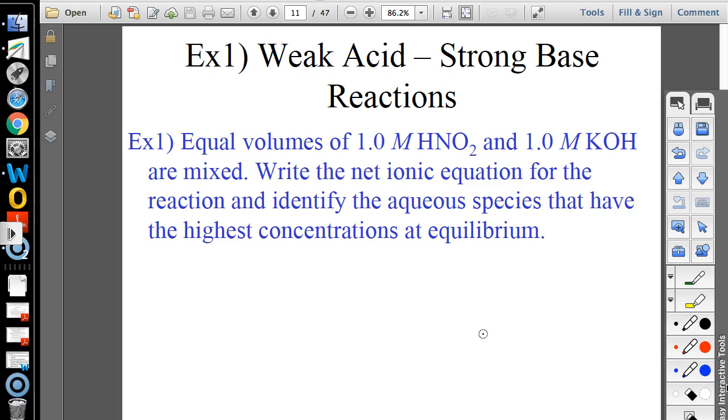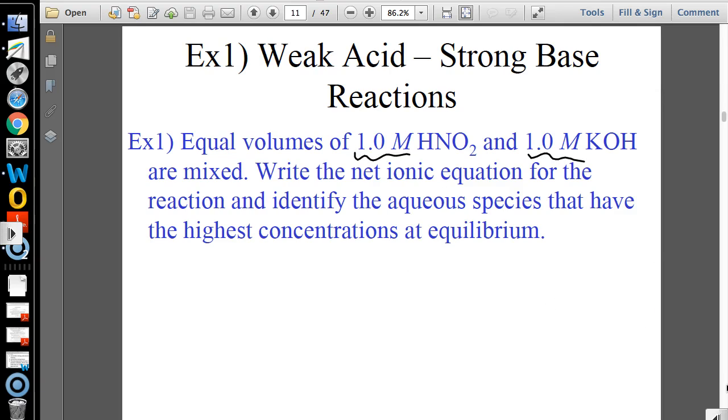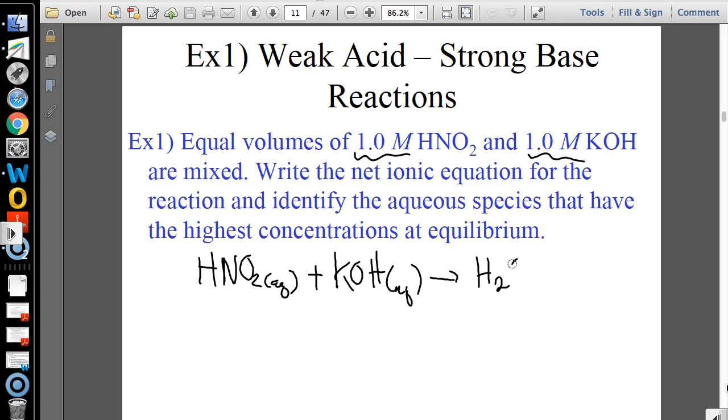So I think, again, check this out. I have the same concentrations, so I'm just going to be able to write the equation and look at it. If you have different concentrations, then it would be a good idea to make an ice table, and we'll do that. Okay, but right now it's all equal. So let's go ahead and write the full equation. I have nitrous acid, aqueous, and then potassium hydroxide, also aqueous. That's going to give me still water, and it is going to produce a salt. The salt would be potassium nitrite.